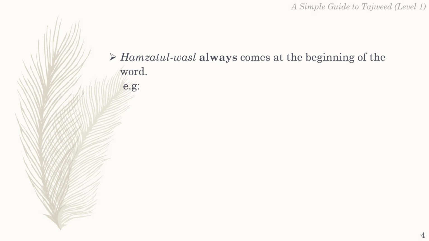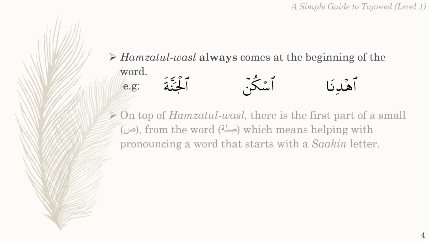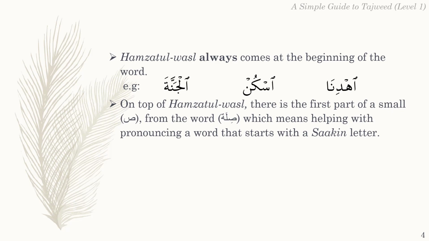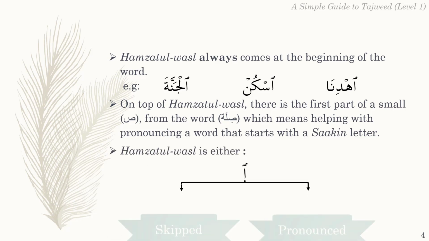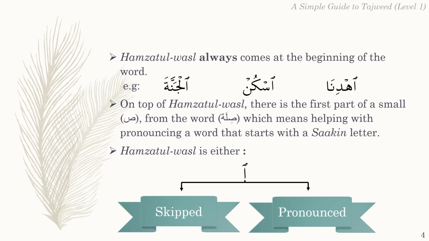Hamzatul Wasl always comes at the beginning of the word. On top of Hamzatul Wasl, there is the first part of a small sad from the word sila, which means helping with pronouncing a word that starts with a second letter. Hamzatul Wasl is either skipped or pronounced. For now, we will focus on cases where Hamzatul Wasl will be skipped, and later on we will come back to investigate cases where it will be pronounced.